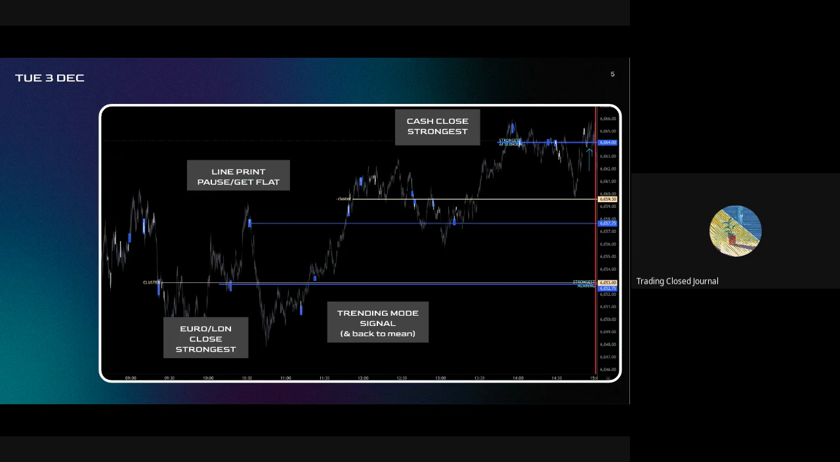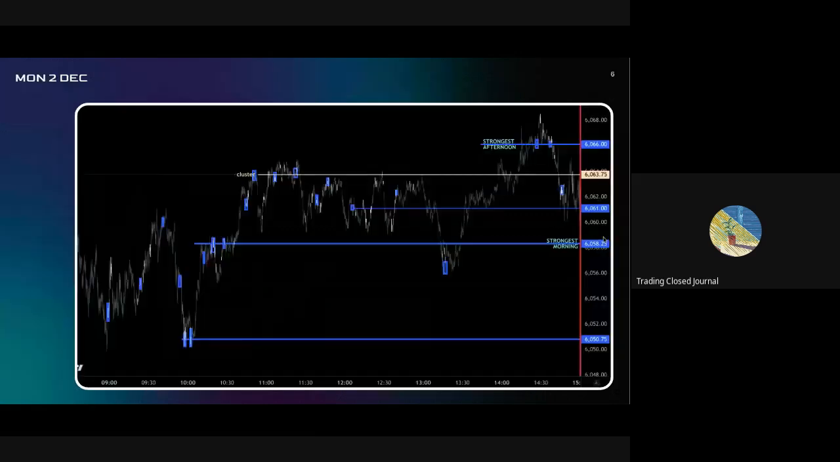A couple of confirmations of it, but you can buy flies here, or as the market moved away, you can buy here on it coming back. And sure enough, as you can see, the strongest of the afternoon ended up being pretty much exactly the pin of that day. And then we come to Monday, and this is good because I'll give you an example of some other nuances.